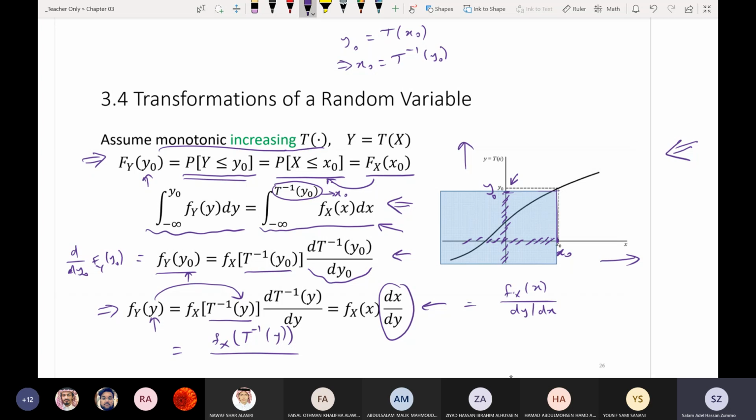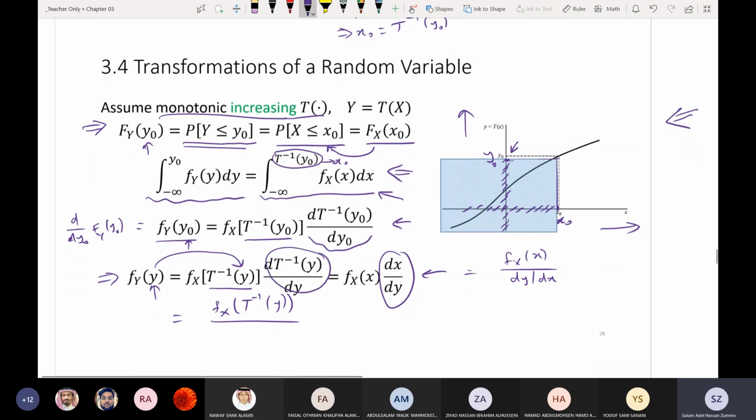Okay. Either the derivative of the inverse, or you can just divide by the derivative of T of x with respect to x, dy/dx.